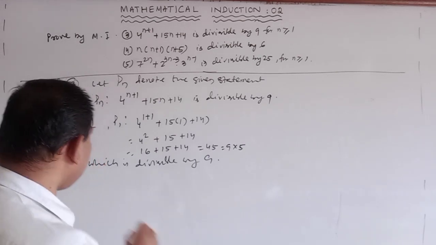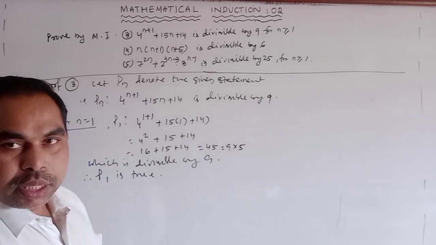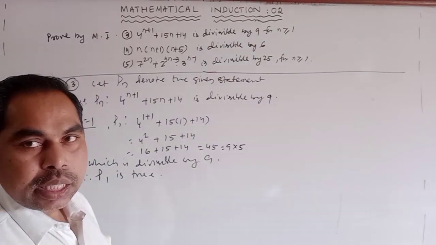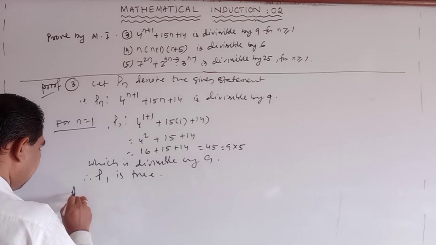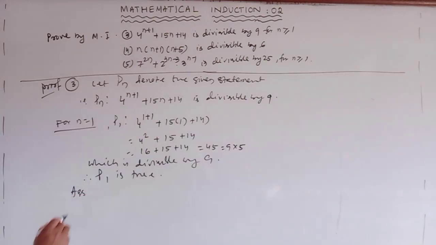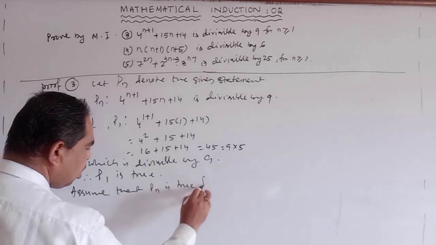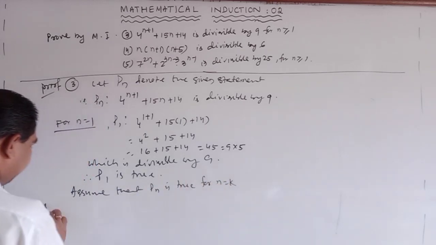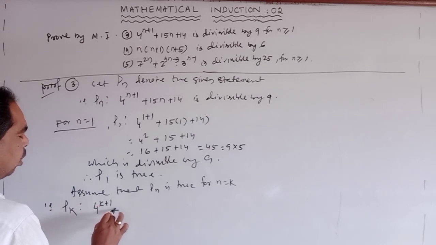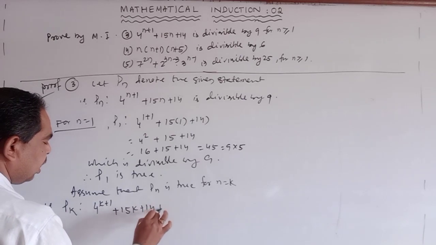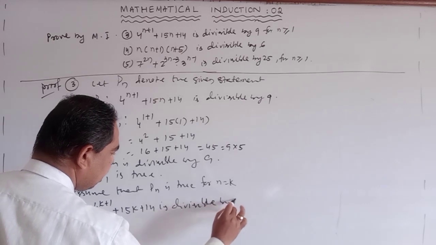Therefore P1 is true. Since P1 is true, assume that Pk is true. That is, Pn is true for n equal to k. That is, Pk such that 4 to the power k plus 1 plus 15k plus 14 is divisible by 9.